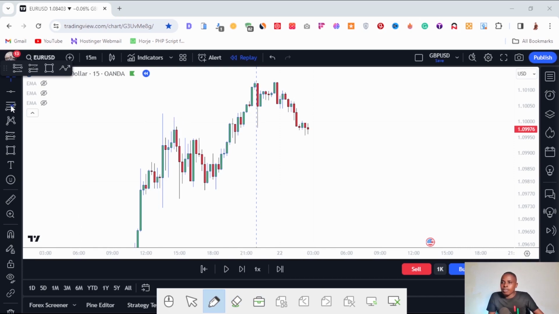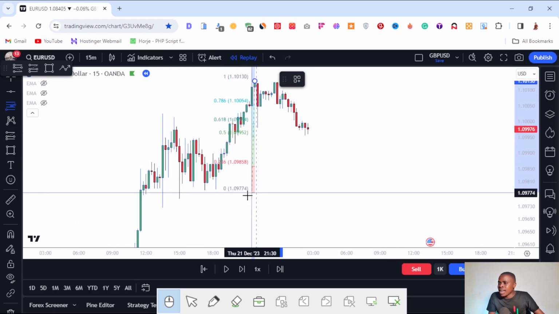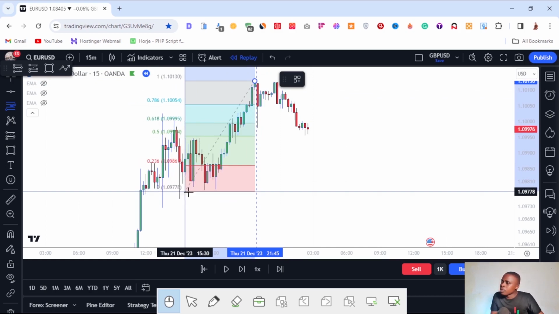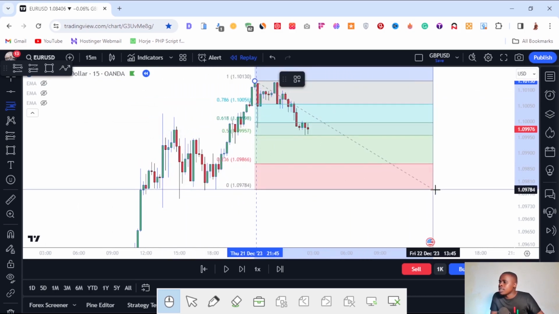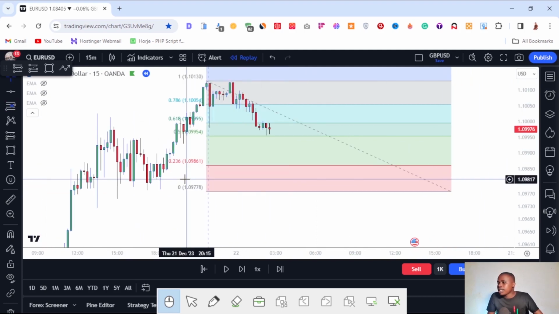We take the Fibonacci right here. Touch the upper part, the top part of this Fibonacci, and then drag going to the downside until you touch the lower side of where that impulsive move started. So in this case, it's this zone right here. Now, where is the market pulling back into?